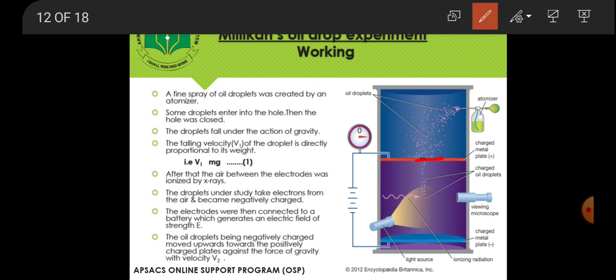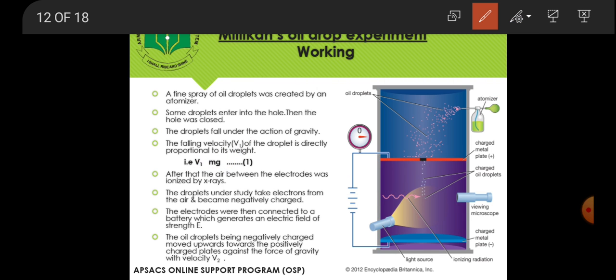The droplets fall under the action of gravity, and this oil droplet has a velocity v1. This velocity is directly proportional to the weight of the droplet, and we know that weight is equal to mass multiplied by gravity. So the velocity of the oil droplet is directly proportional to mg, where m is the mass of the droplet and g is the acceleration due to gravity.